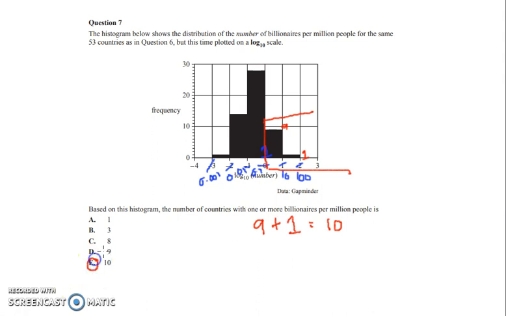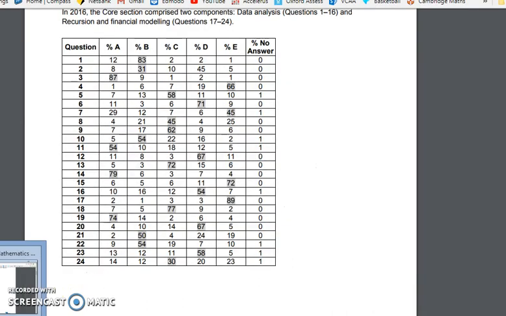which is E. If we have a look at the assessor's comments, this was question 7. For E, only 45% of the cohort got this one correct, while a lot of people chose A, and the rest look like they were guesses.